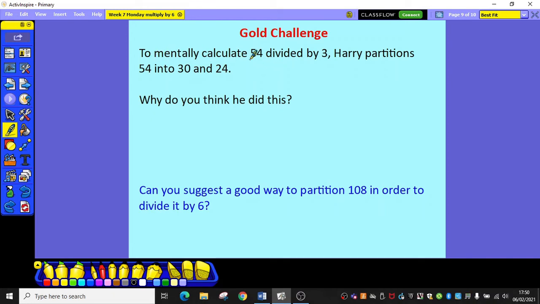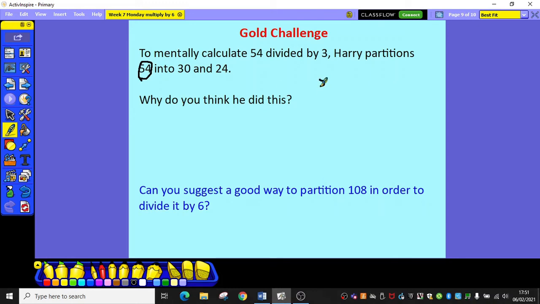To mentally calculate 54 divided by 3, Harry partitions 54 into 30 and 24. Why do you think he did it? Well, the reason he did it is it takes a long time to count up in 3s to 54. Actually, what's 12 lots of 3? It's 36. Am I confident with 14 lots of 3, 16 lots of 3? Maybe not. So I'm going to split 54 up into 2 more achievable numbers that I can work with.